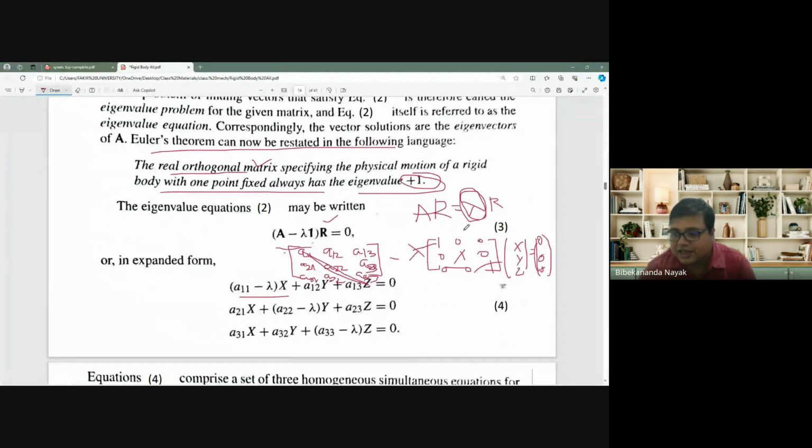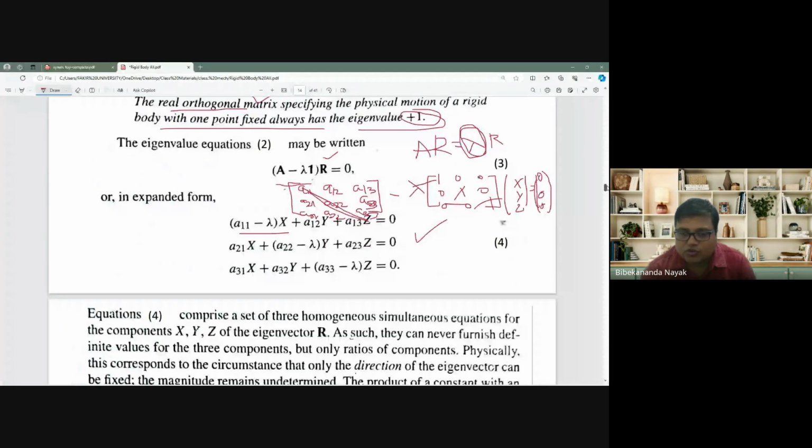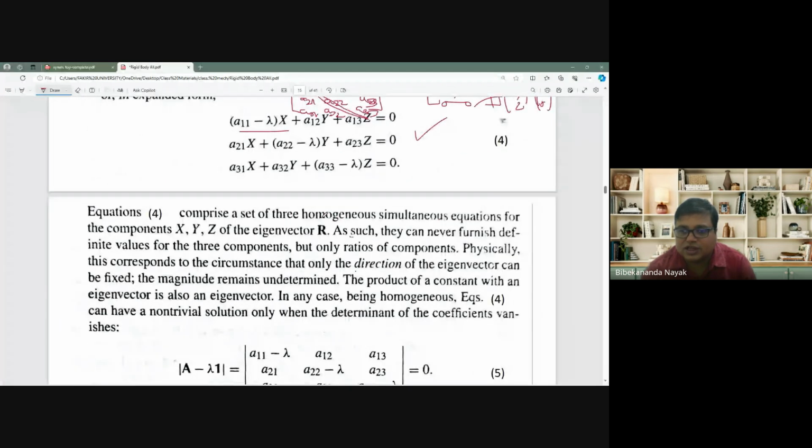So this will be like this. If you expand this, you get these equations. Equation 4 comprises a set of 3 homogeneous simultaneous equations. Physically this corresponds to the circumstance that only the direction of the eigenvector can be fixed. The product of a constant and an eigenvector is also an eigenvector.